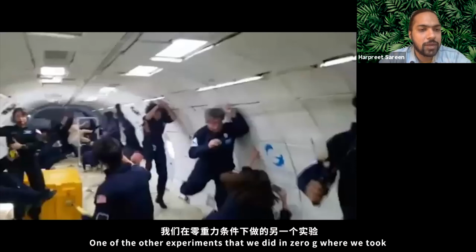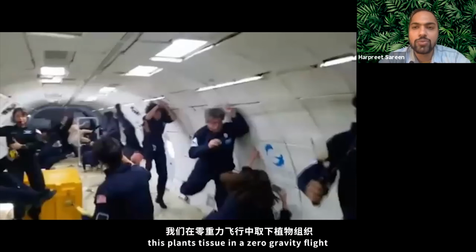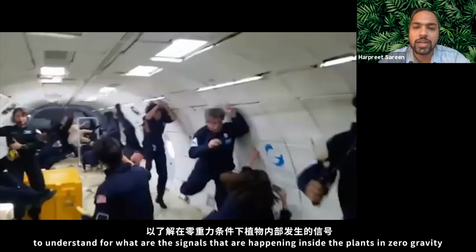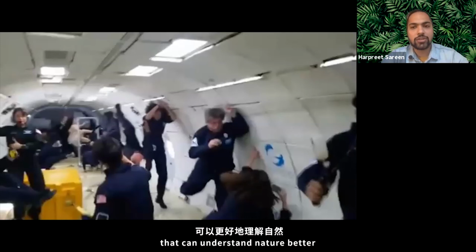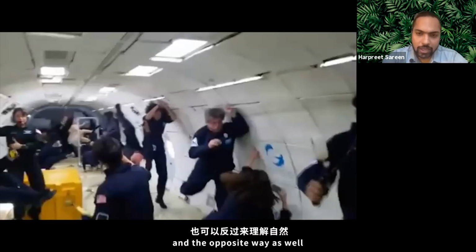And one of the other experiments that we did in 0G, just last month, was where we took this plant's tissue on a zero gravity flight to understand what signals are happening inside the plants in zero gravity. What we are trying to establish is a closed loop between our technologies that can understand nature better, and the opposite way as well.